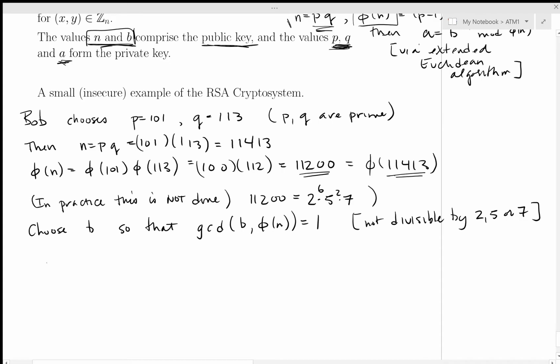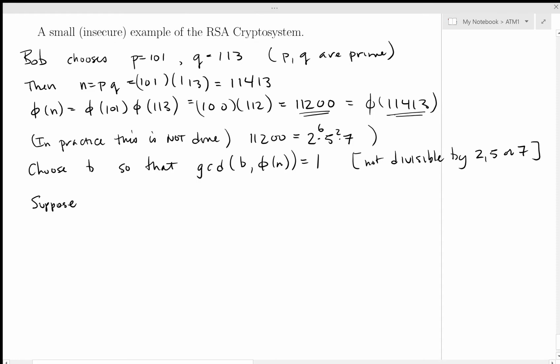So now Bob chooses a b. There are many choices for b. You just need b to have an inverse. So that's why we want that relatively prime condition in place. So we suppose Bob chooses, what did I pick here? b equals 3533. Okay, then the inverse is computed via the extended Euclidean algorithm.